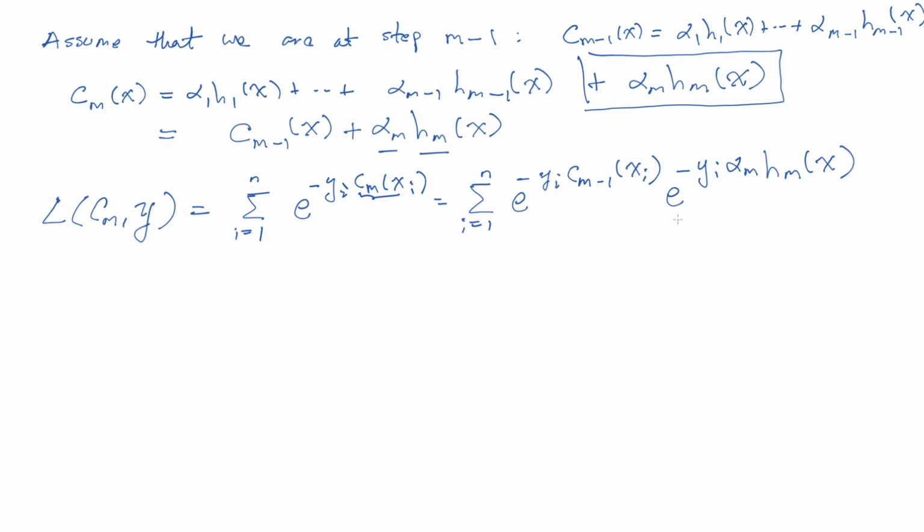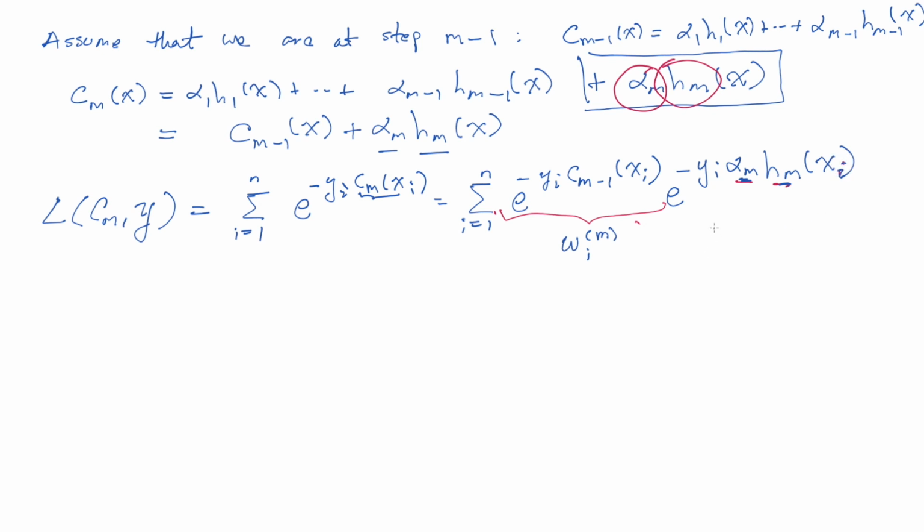Okay, so I'm going to call this guy w_i^m. The reason I want to do that is because this thing here is fixed, right? We're trying to minimize the loss function, but the only things that we have power to change are these two guys, alpha_m and h_m.